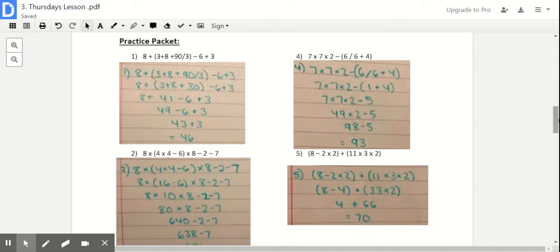So number one, 8 plus 3 plus 8 plus 90 divided by 3 in parentheses minus 6 plus 3. Now, what step am I doing first and why?